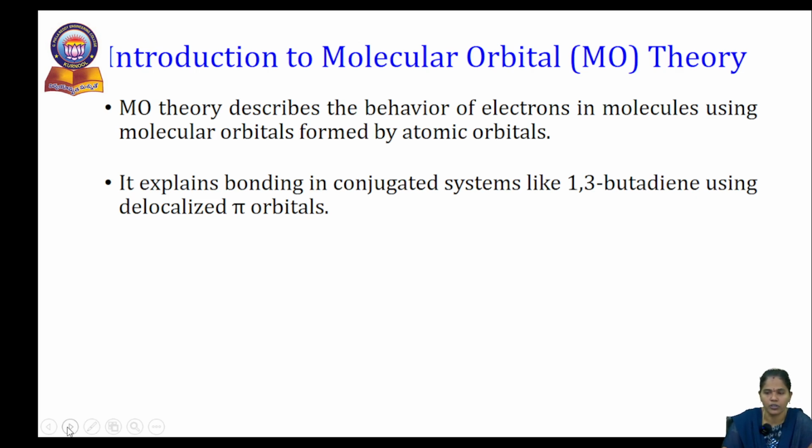Introduction to molecular orbital theory. It describes the behavior of electrons in molecules using molecular orbitals formed by atomic orbitals. It explains bonding in conjugated systems like 1,3-butadiene using delocalized pi orbitals.